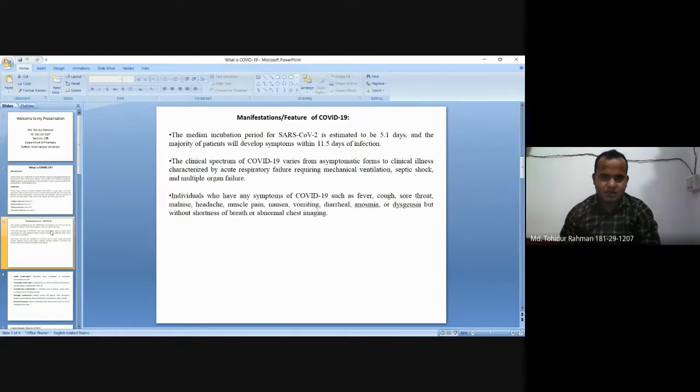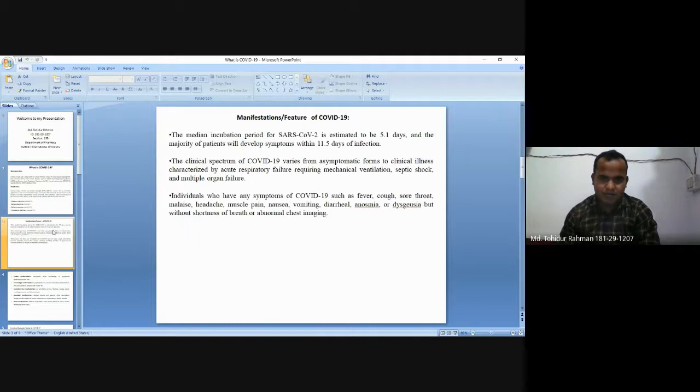The median incubation period for SARS-CoV-2 is estimated to be 5.1 days, and the majority of patients will develop symptoms within 11.5 days of infection. The clinical spectrum of COVID-19 varies from asymptomatic forms to clinical illness characterized by acute respiratory failure requiring mechanical ventilation, septic shock, and multiple organ failure.